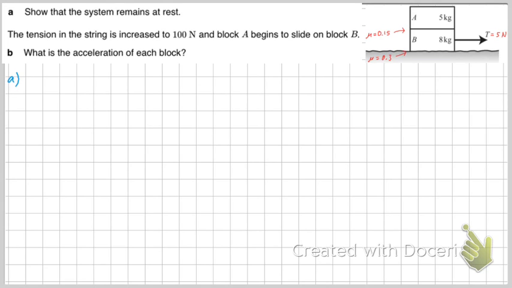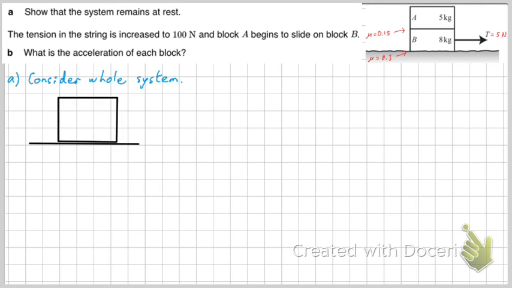Since A and B are not moving relative to each other, there's no need to think of them as separate blocks. So I would consider the whole system as one in part A. It's a 13 kilogram block, so 13g downwards and a normal reaction up, and we've got tension pulling to the right and some sort of friction stopping it from moving, pulling to the left. So I've just written fric there.